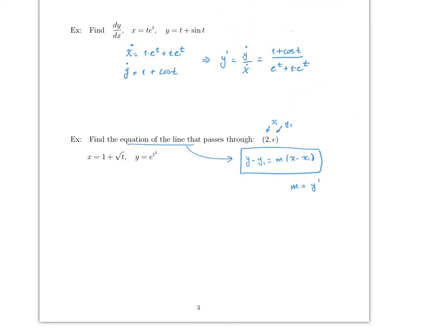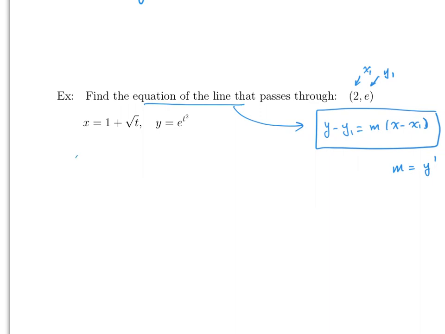So therefore from here, x dot is going to be 0 plus 1/2 t to the negative 1/2. And then y prime, or y dot, is going to be e to the t squared times 2t. The next part, you have to be sure that you are careful with this part.